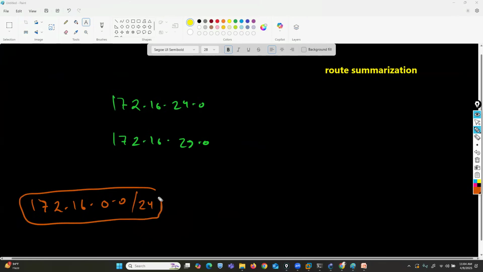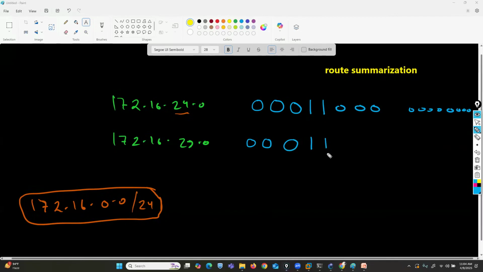Let's try this question. So we can change 24 into binary: 128 no, 64 no, 32 no, 16, 8, 4, 2, 1. 16 and 8 is 24. Now 0 0 0 0 0 0 0 0. Now 29: 128 no, 64 no, 32 no, 16, 8, 16 and 8 is 24, 4, 2, 1.